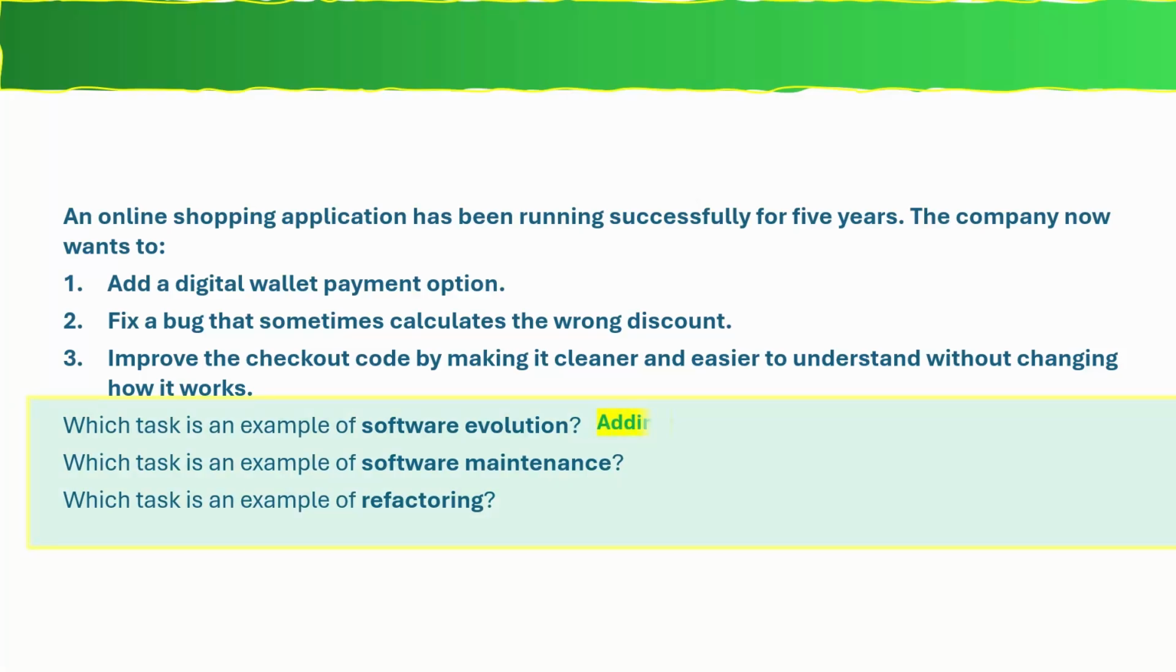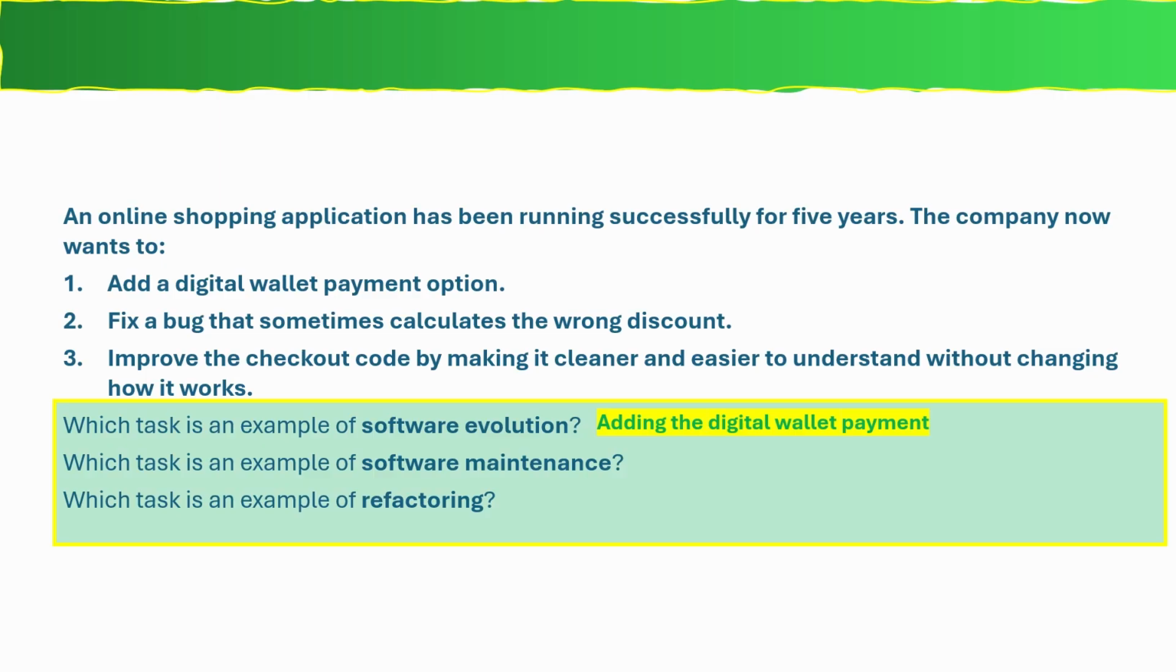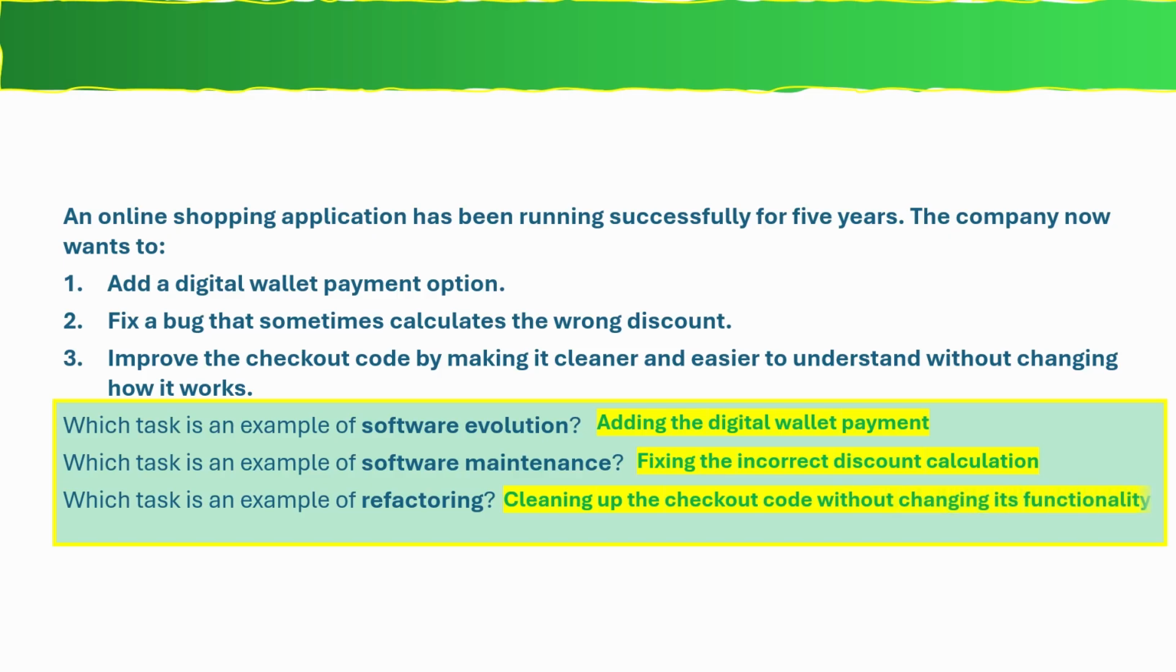Number one, adding the digital wallet option is software evolution because the software is being enhanced with new functionality to meet changing business needs. Number two, fixing the incorrect discount calculation is software maintenance, specifically corrective maintenance, because we are fixing an existing defect. Number three, cleaning up the checkout code without changing its functionality is refactoring. The goal is to improve the internal structure of the code while preserving its external behavior.